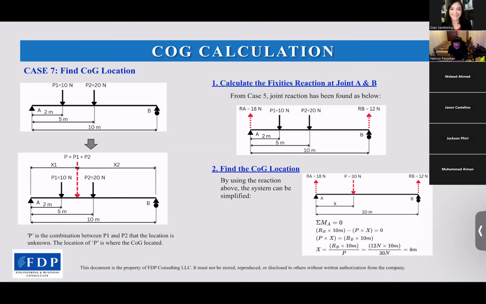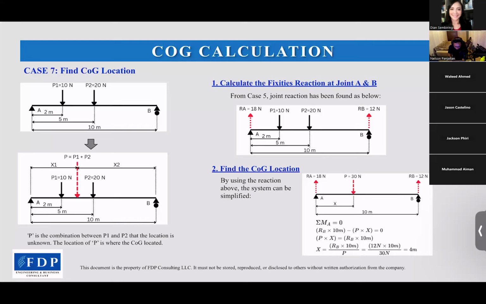From case 5, the joint reaction has been found as below. So we got the reaction from case 5. It's the same case as case 5. So for the reaction at A, we get 18 Newtons and RB is 12 Newtons.